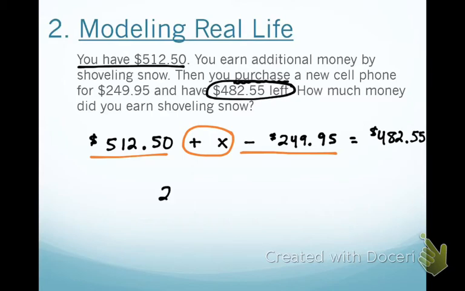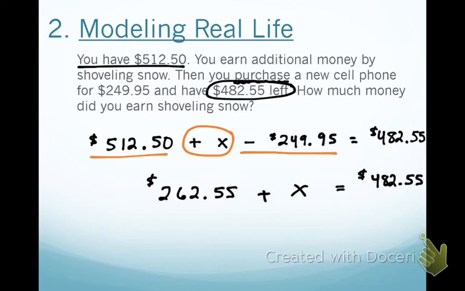Okay, so if we're reading it as money, $262.55. All right, then we've still got to bring down that plus X and then bring down equals $482.55. Now we have a problem that looks like all the problems we've been doing today. So let's identify the variable. What's the variable, class? X.